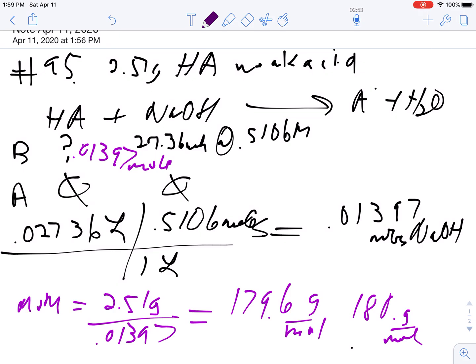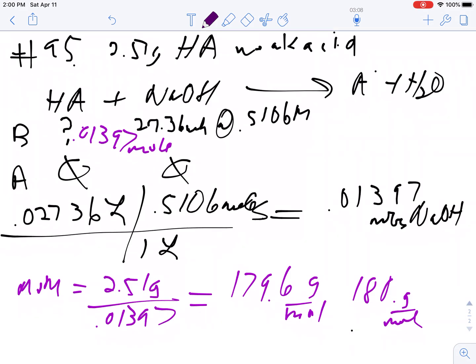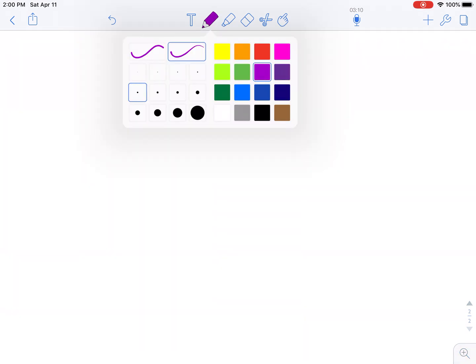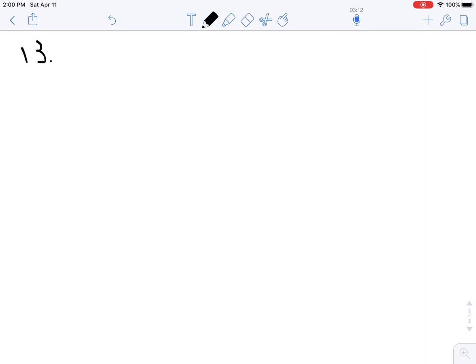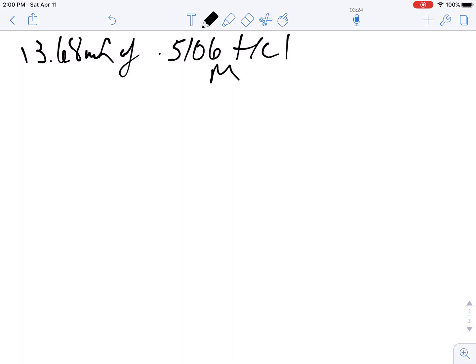The second part of the question asks you to find the Ka. Well, you can do it the long way, or you can do it mentally. It says that they added an additional 13.68 milliliters of HCl. So they added 13.68 milliliters of 0.5106 molar HCl. Well, these are really strange numbers. Well, they picked these numbers on purpose.